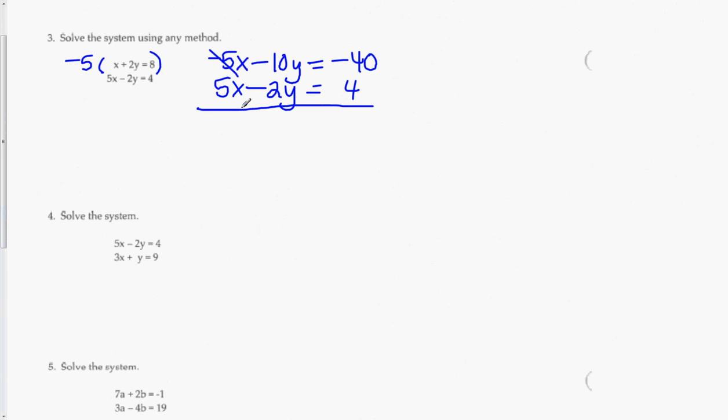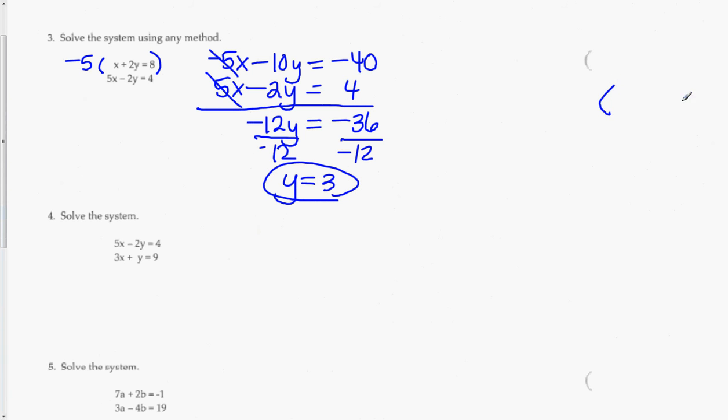We're going to add and cancel our x's. -10y minus 2y would be -12y equals -40 plus 4 would be -36. If I divide both sides by -12, I'm going to get a positive 3 for my y part. So I'll put 3 over here for y.